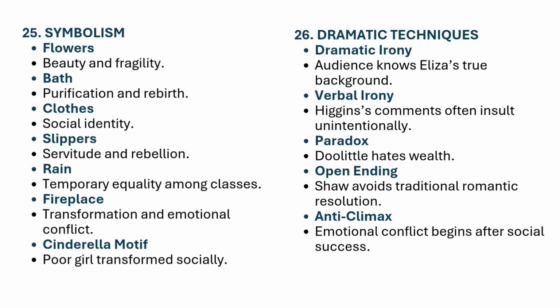Shaw also makes extensive use of paradox. A paradox is an apparently contradictory statement that contains truth. The best example is Alfred Doolittle. Most people desire wealth and social advancement. Doolittle, however, hates becoming rich. His situation seems absurd, yet it reveals important truths about social responsibility and middle-class expectations.